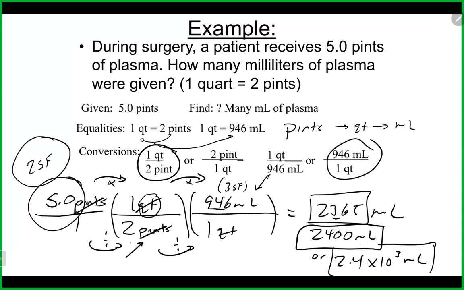Why did I drop off the zeros when I wrote in scientific notation? Why did I not write 2.400 times 10 to the 3? If I wrote 2.400 times 10 to the 3, how many significant figures would that have? 4, because remember, written in scientific notation, anything that comes before counts. So if we do choose the scientific notation, we've got to drop those zeros. Otherwise, we now put too many significant figures into our answer. Any questions on that there?